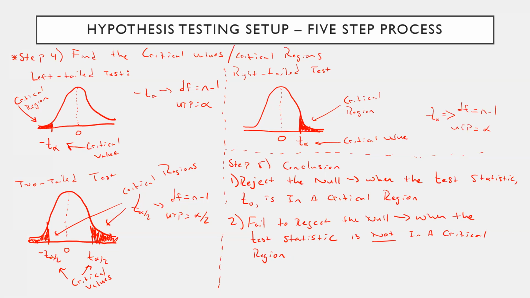Okay, when it's not in a critical region. And I'll do 2 examples, and you'll see with the first example the differences between rejecting or failing to reject the null.